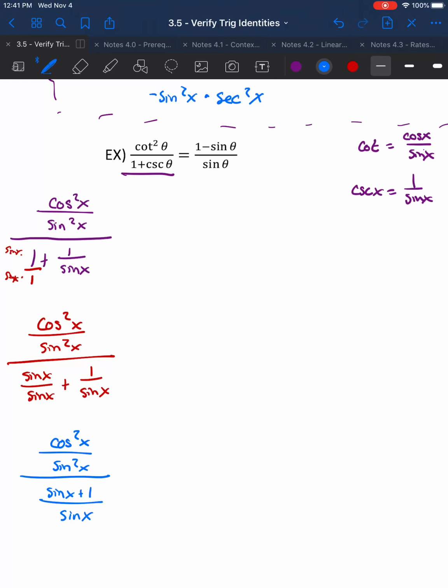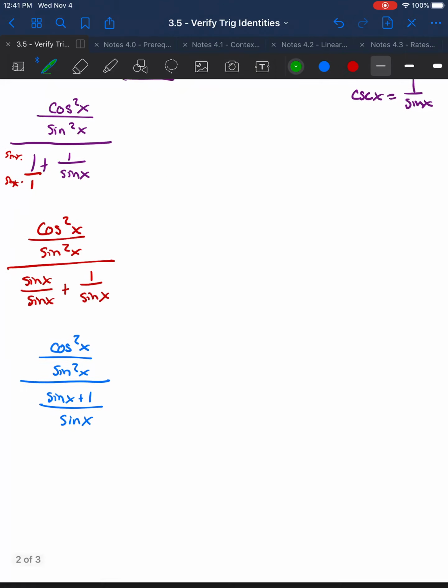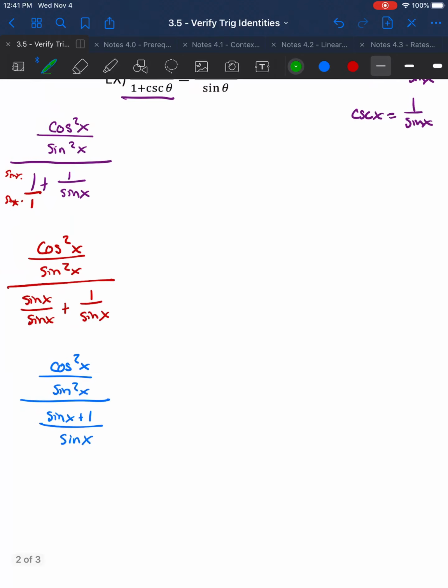Okay, so again, back up to the line in purple. I put the constant of 1 over 1. I turned it into a fraction, and I got common denominators. That's where I got my answer in red. Now that my denominator has fractions with common denominators, I added them together. That's how I got to where I'm at in blue. Now, I have a fraction divided by a fraction. We don't divide fractions. Instead, we multiply by the reciprocal.